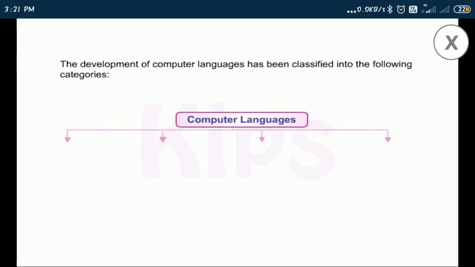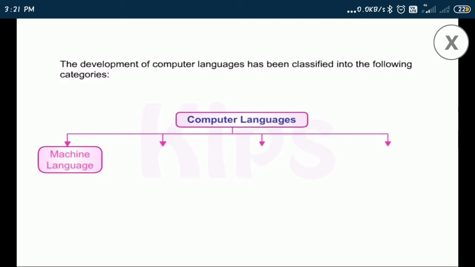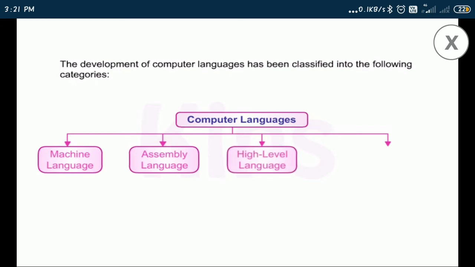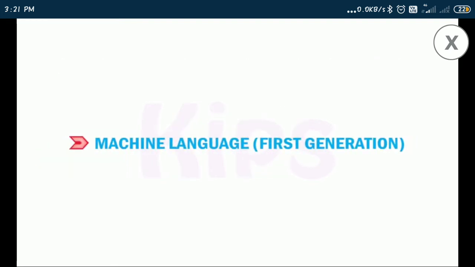Computer languages. First generation as machine language. Second generation as assembly language. Third generation as high-level language. Fourth generation language.